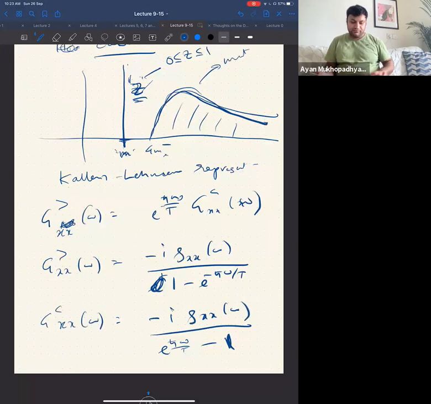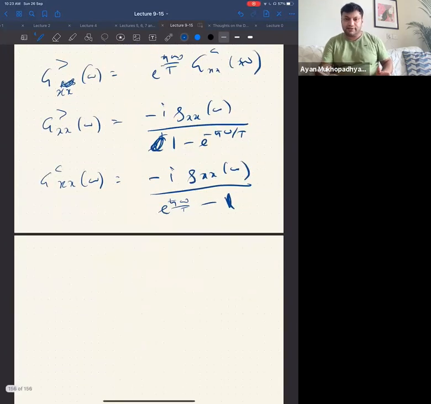So you can always write your G greater, G less like this. It's obvious, right? Because G greater minus G less is going to give you rho omega, I times that. And you know this relation, so you can easily solve this algebra. And this is very general. So you can also see that this is nice.